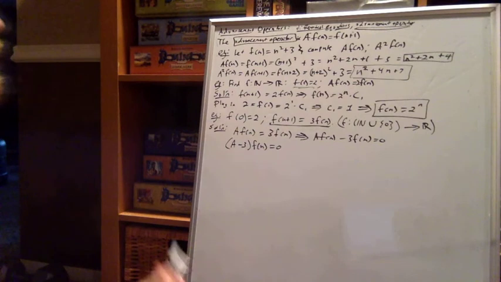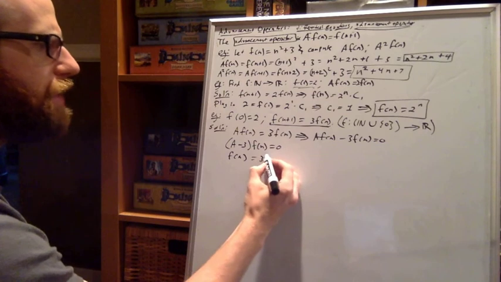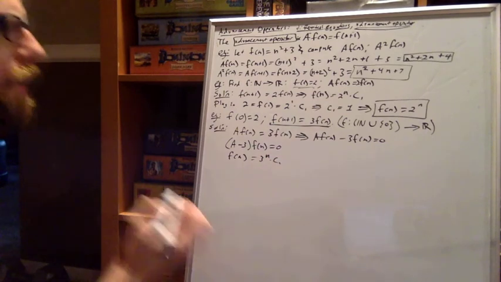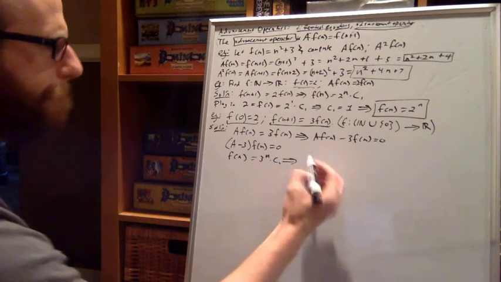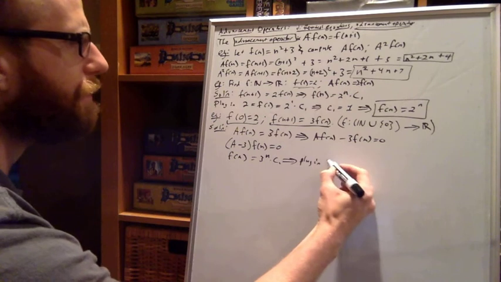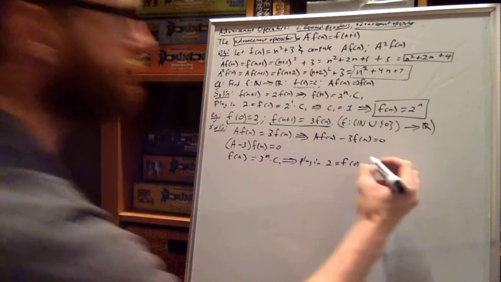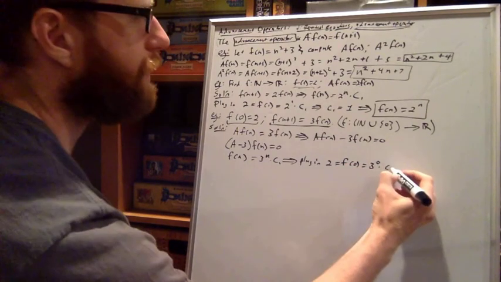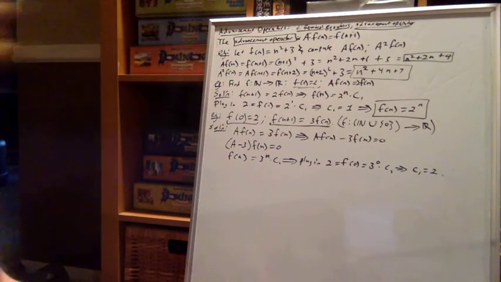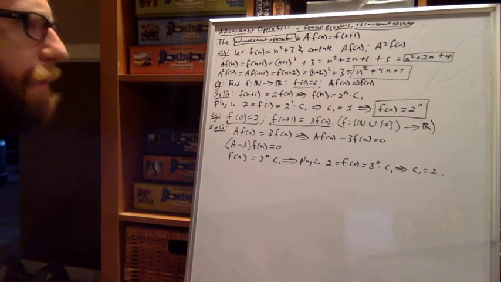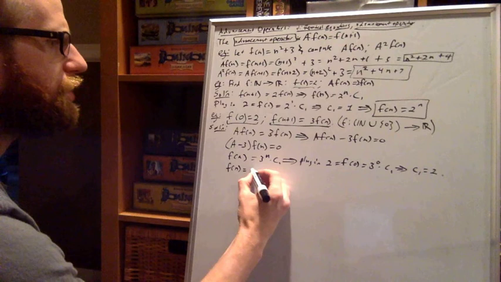From here, I know my function is going to be something like f of n equals 3 to the n times some constant. So how do I find this constant? Well, I plug in 2 equals f of 0 equals, and then I've got, of course, 3 to the 0 times c1. So this tells me that c1 just equals 2. And that's totally fine. So my answer is going to be f of n equals 2 times 3 to the n.